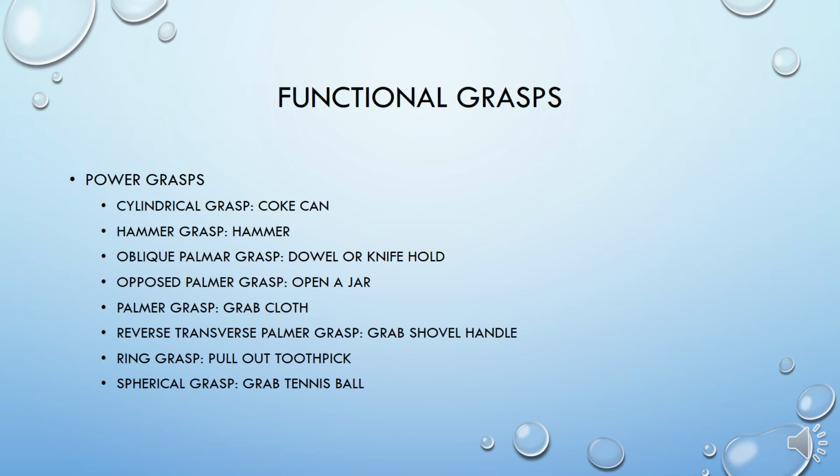To grab a shovel handle, you use a transverse palmar grasp. Again, you should have pictures of all these. A ring grasp is like that OK sign. When you are pulling a toothpick out of a container of toothpicks, it's that sort of OK symbol, but the fingers can be a little bit bent. And a spherical grasp is an open grasp that you would do if, like, you're catching a tennis ball.